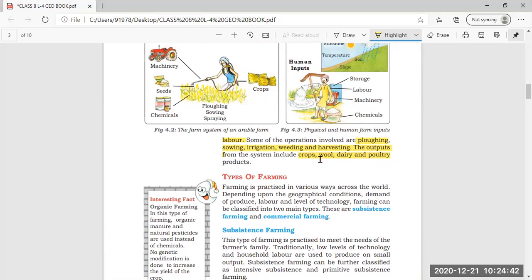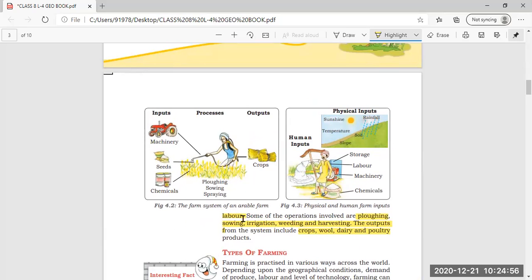This already I made clear each and every word. And after that, what output we get from all these activities? We get crops, the final product from that field, the crops, wool, dairy, and poultry product. Now, the farm system of an arable farm. That is, the input is the machinery is used, seeds are used, chemical fertilizers are used to grow more crops, then plowing, sowing, and spraying of the fertilizers and all are done, spraying of the pesticides so that no pests are there which eat the crops and all.